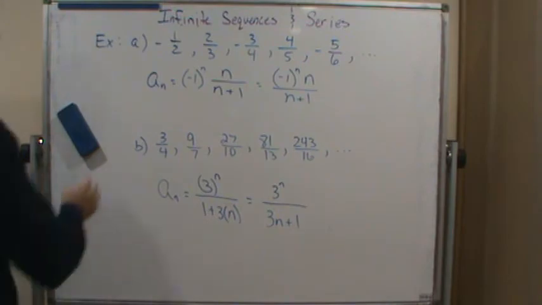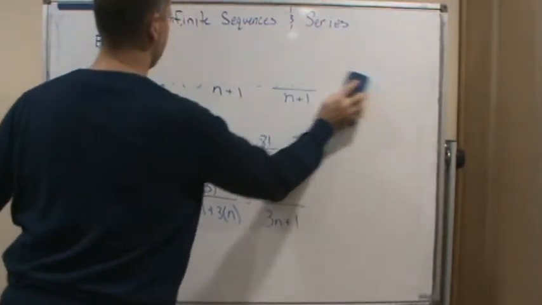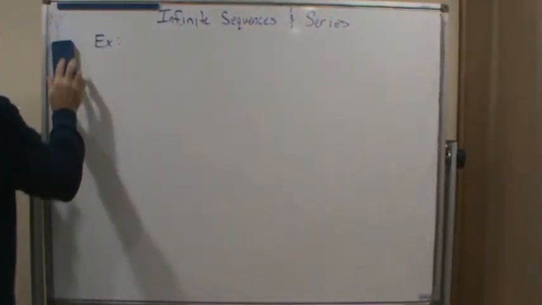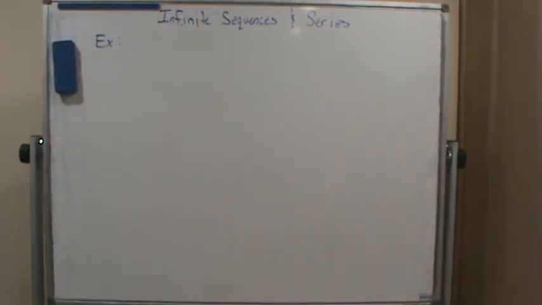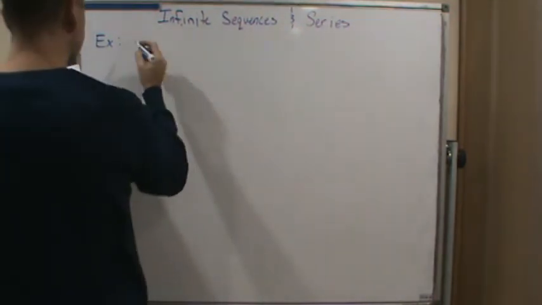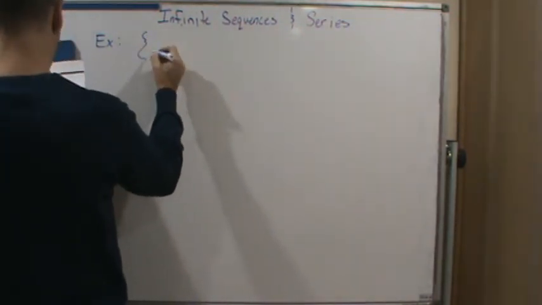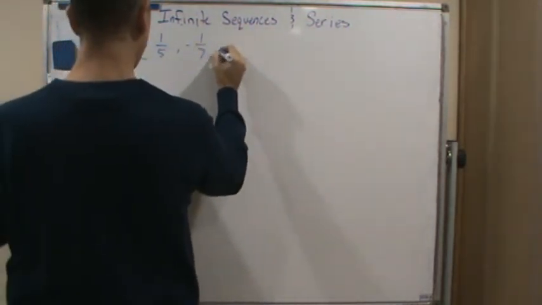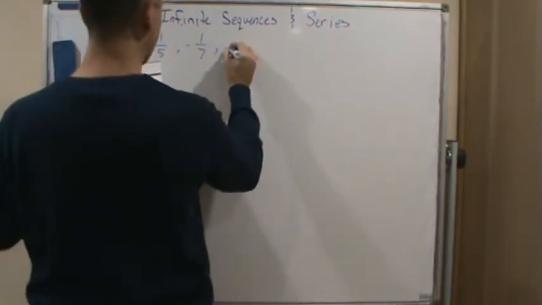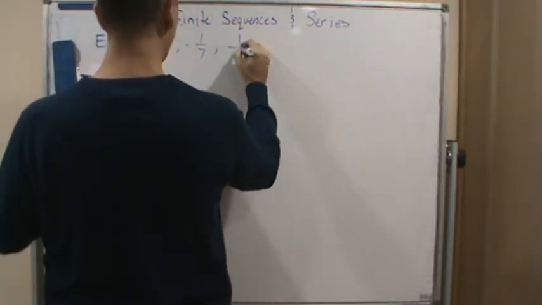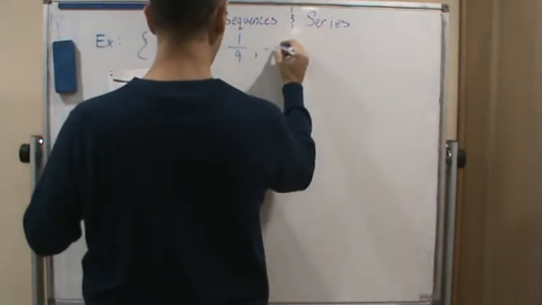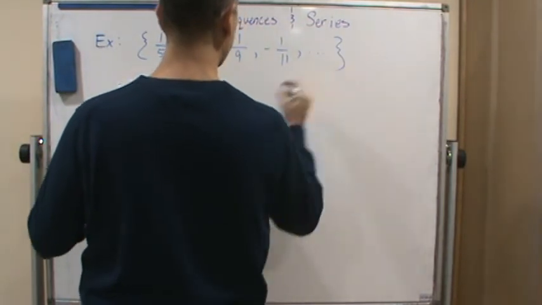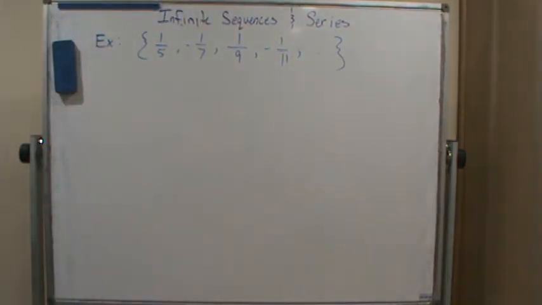Okay, let's do one more. Okay, what about this sequence? Let's see if we can figure this one out. Let's say we have the sequence 1/5, -1/7, oops, 1/9, -1/11. Okay, let's say we have this sequence of numbers.